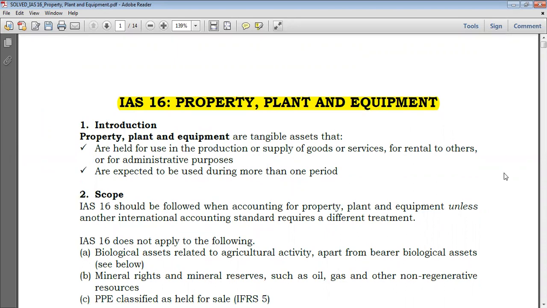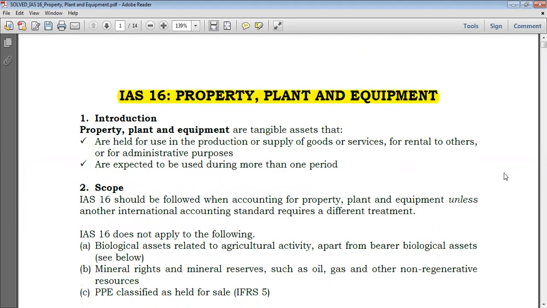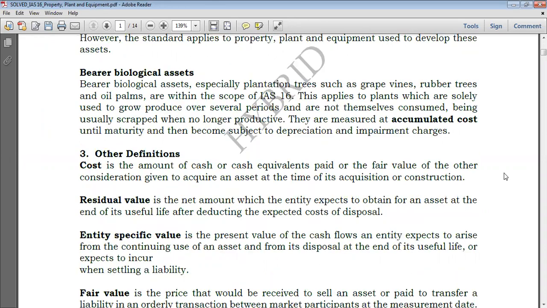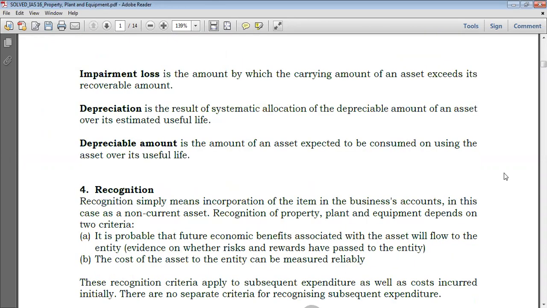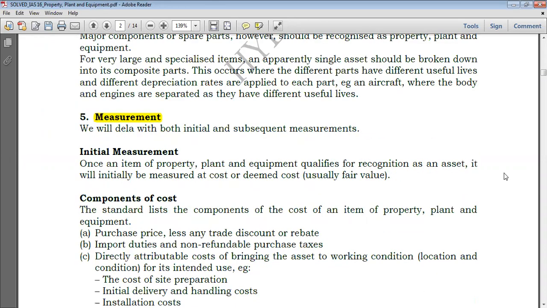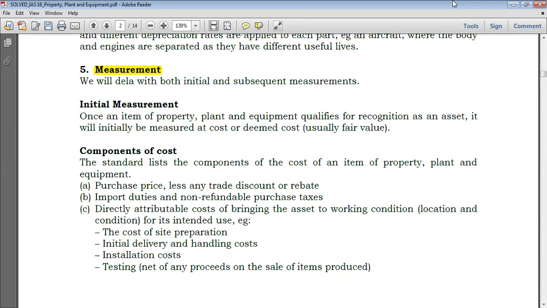So we took a look at the introduction in the previous video. You can go to the YouTube channel to check for it. Scope, definitions, and lastly we took a look at recognition criteria. And today we are here on the measurement part. How do we measure the PPE?